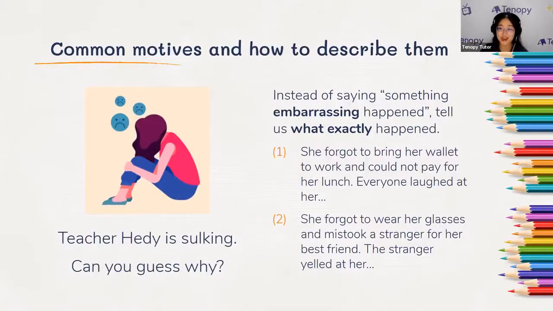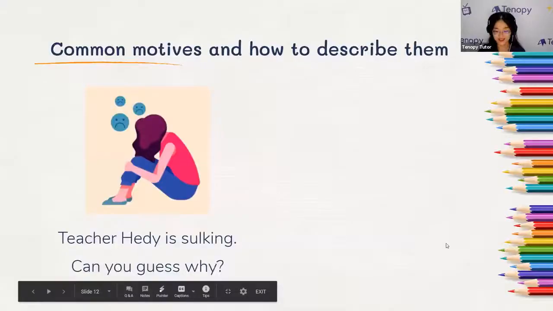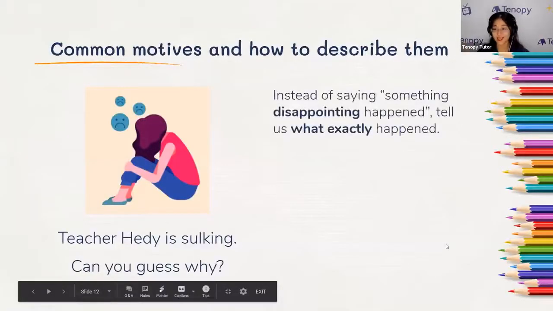Don't just tell your readers something embarrassing happened to this character. Tell them what exactly happened. Show it to them. All right, these are all good examples. Yes, she messed up her performance. Feel free to write about those as well.